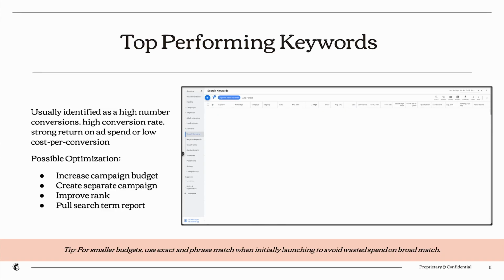So once I have my UI how I want it, I will then start to identify what are my top performing keywords. This is going to be very specific to your business, and it's going to be based off of how you deem your search campaigns to be successful. In my experience, this tends to be either a high number of conversions, a high conversion rate, strong return on ad spend, or a low cost per conversion. So for you, you just need to figure out what's important to your business to justify the dollars that you're putting within paid search and make sure that you're optimizing towards it.